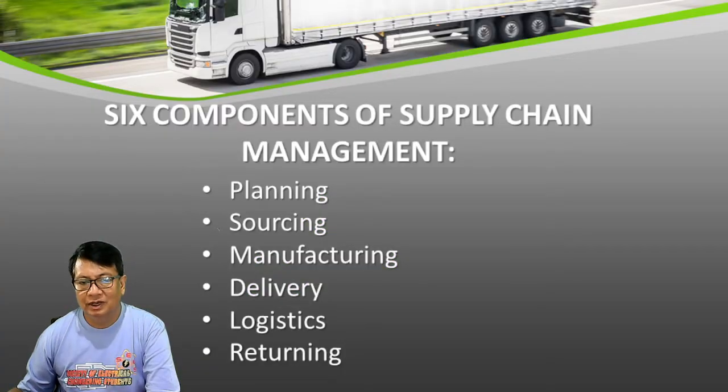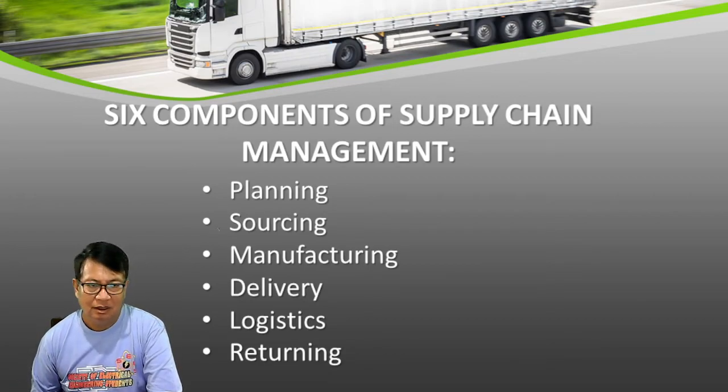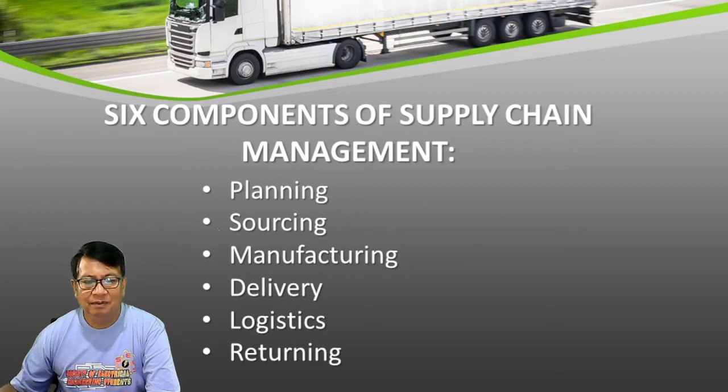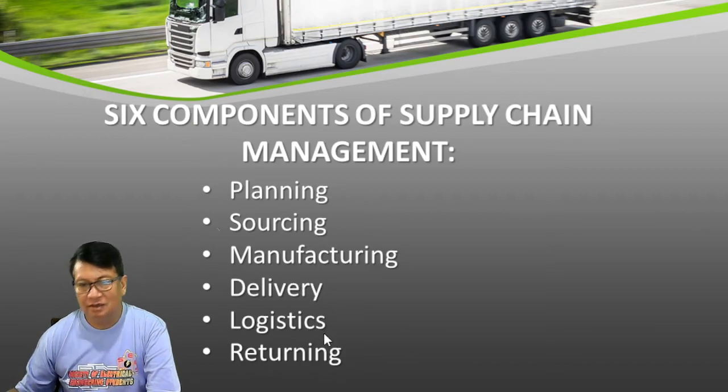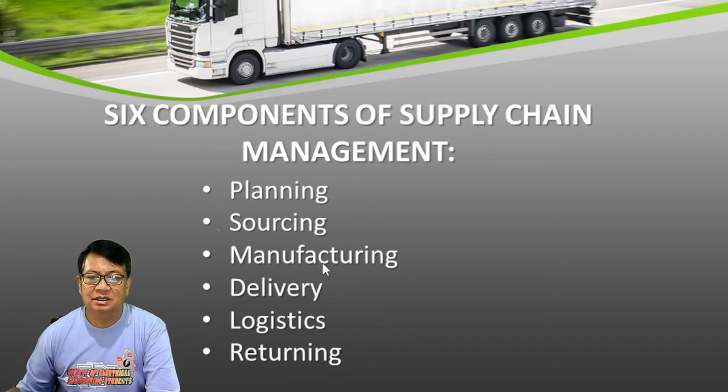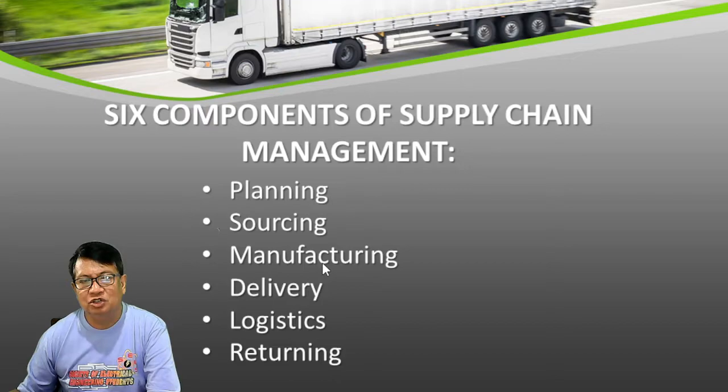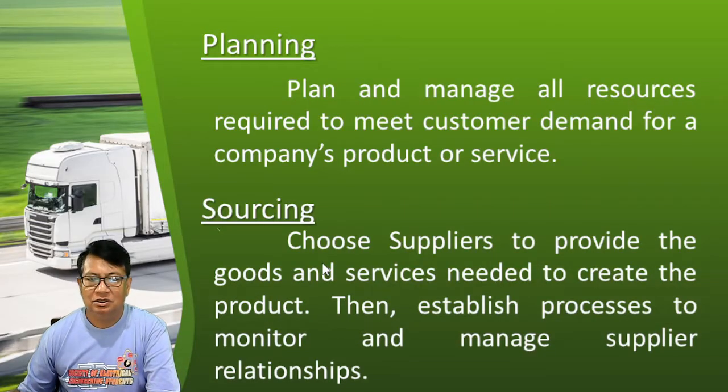Okay, so we have these six components of supply chain management. The first one is planning. Then we have sourcing, manufacturing, delivery, logistics, and returning. Now, let us discuss the six components of supply chain management one by one. Let us start with planning.